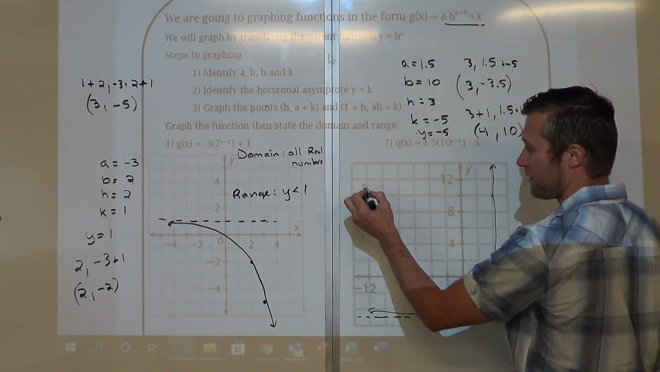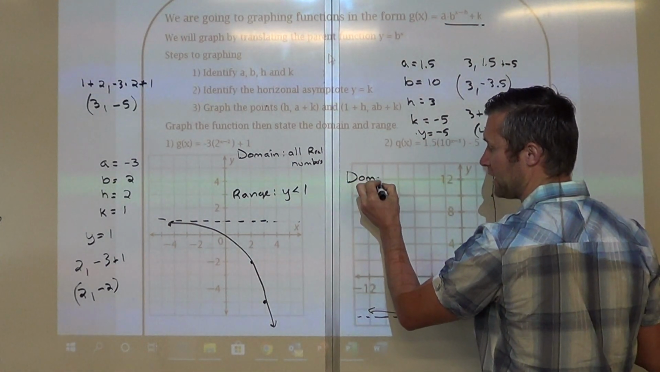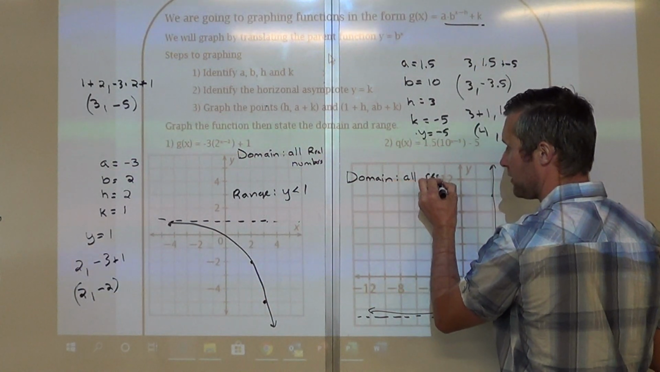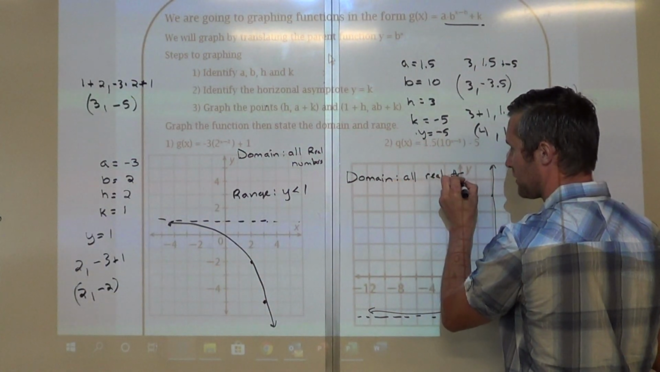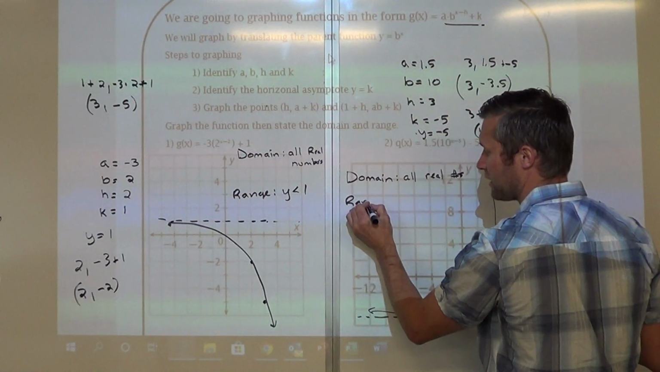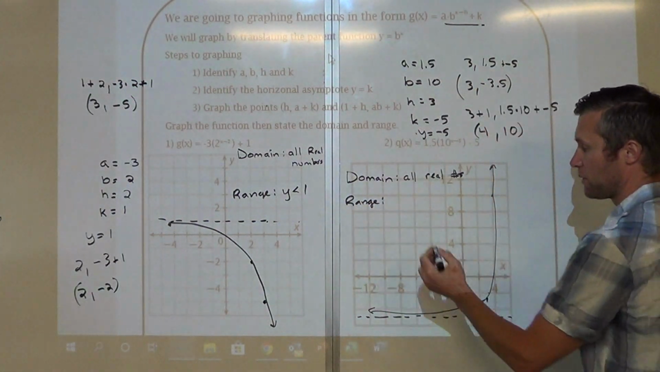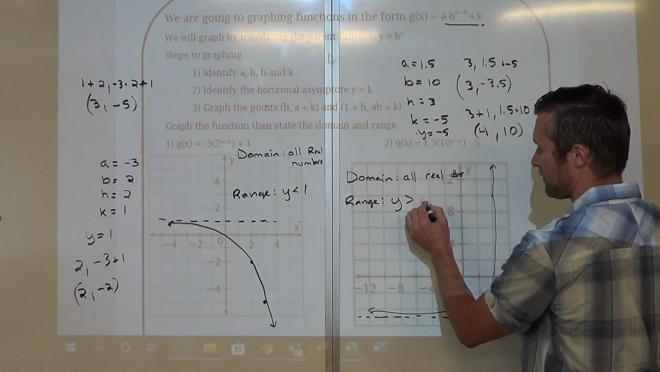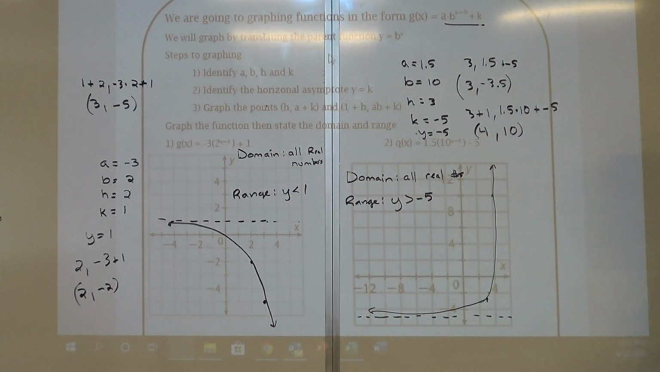Does the graph go to the left? Yes. Does it go to the right? Yes. Does it ever stop? Nope. So it'd say all real numbers. My range, the graph opens up now, so we'd say y is greater than this value right here, which was negative 5.